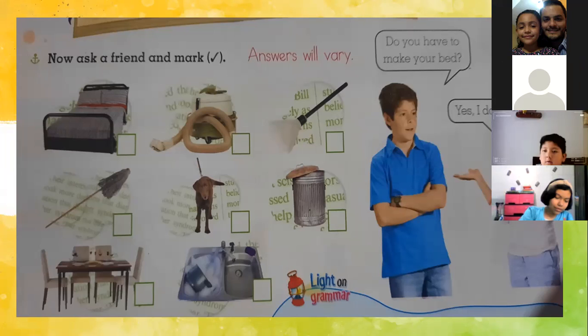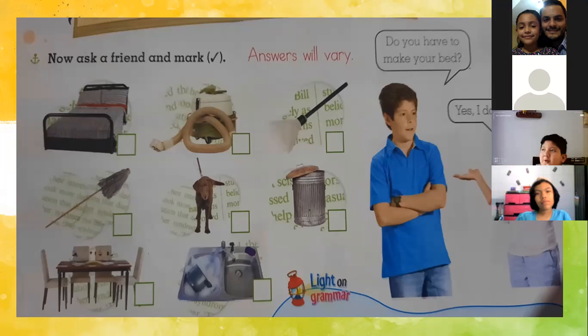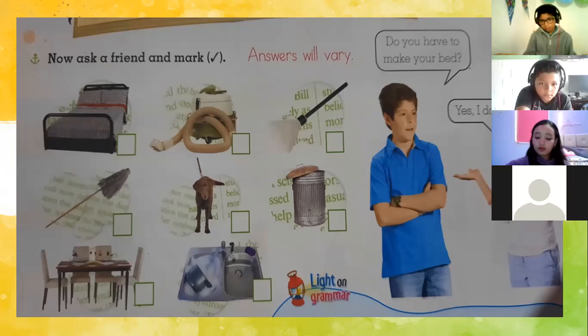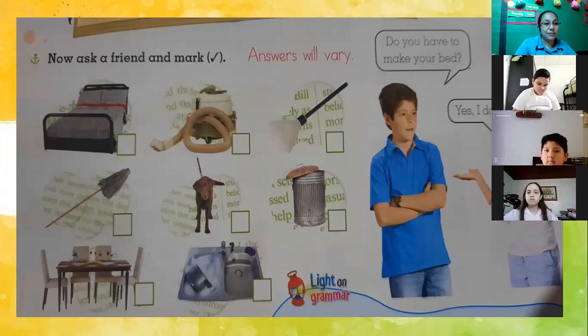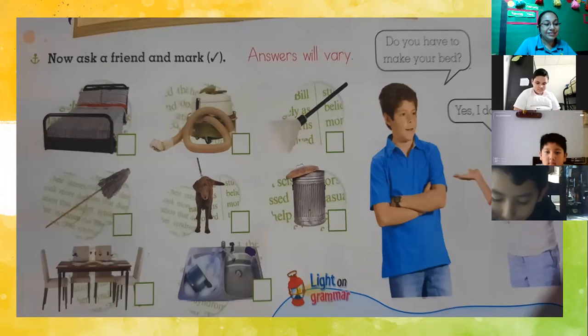Next pair. Mario and Diego Lopez. Okay, Mario, ask Diego, please. Do you have to wash the dishes? Yes, I do. Now Diego, you ask Mario. Mario, do you have to wash the dishes? Yes, I do. Okay, excellent. The majority of you develop different chores. Good job.